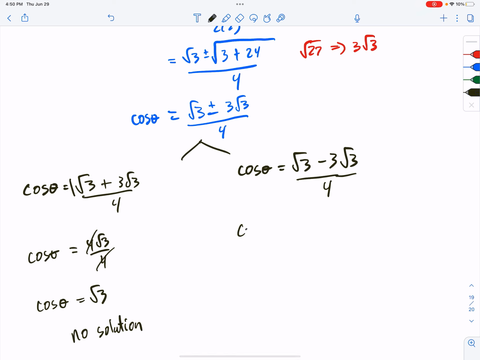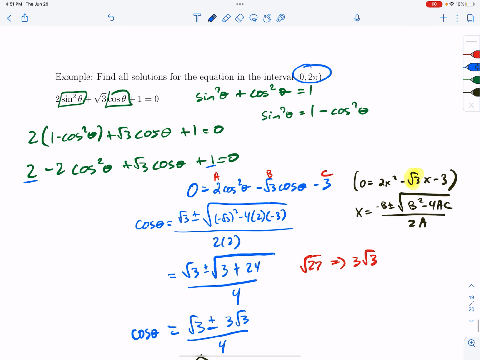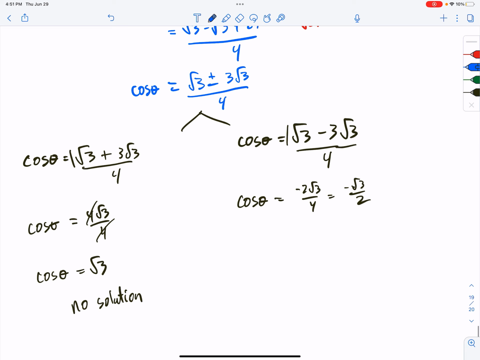On the right branch, I have cosine theta. Again, this is 1 square root 3 minus 3 square root 3. So that's negative 2 square root 3 over 4, which is negative root 3 over 2 when I simplify that. So I want to know, when is cosine equal to negative root 3 over 2? And we want this to be in radians. Okay, so cosine is negative in quadrant 2 and 3. The angle when cosine is negative root 3 over 2 is 5 pi over 6 and 7 pi over 6. So there is the solution to this equation.